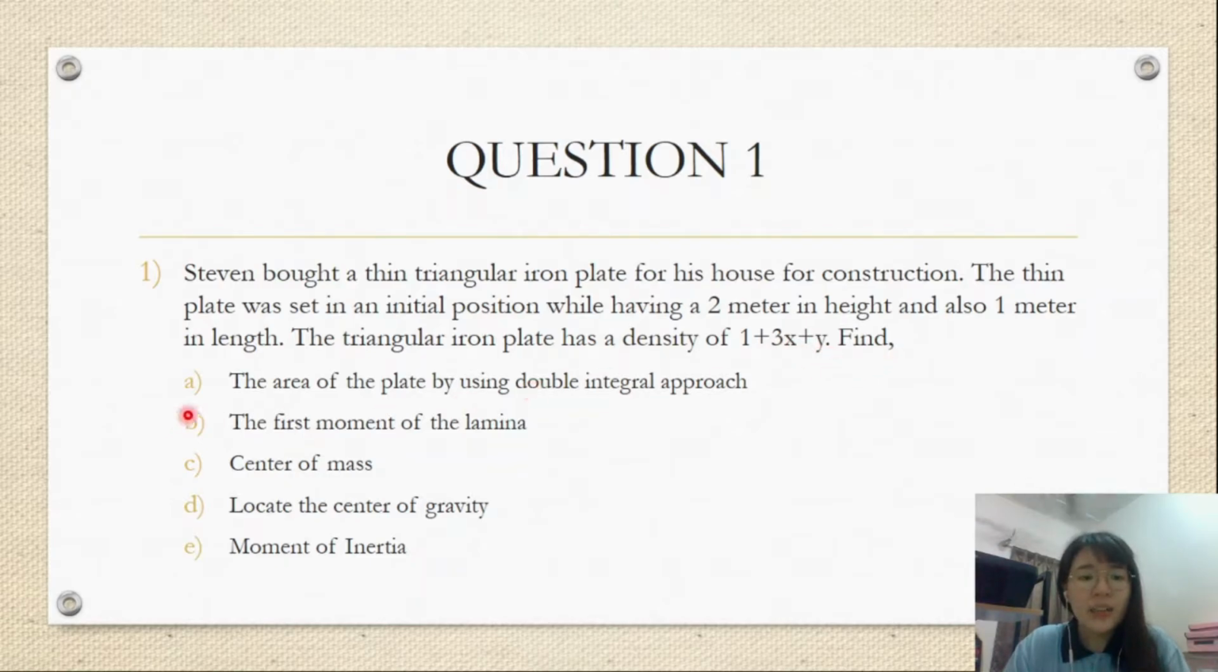A. Find the area of the plate by using the double integral approach. B. Find the first moment of the lamina. C. Find the center of mass. D. Locate the center of gravity. And E is to find the moment of inertia. Now I will talk about questions A and B, then my friend will talk about C, D, and E later.